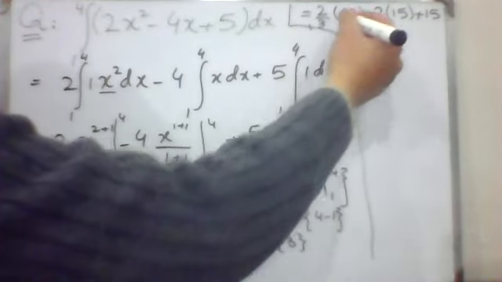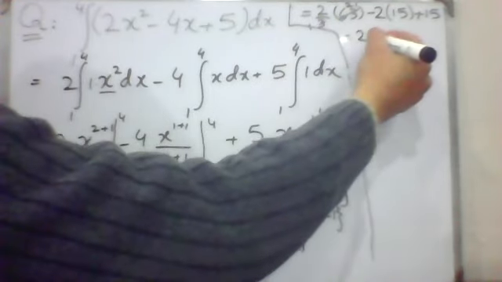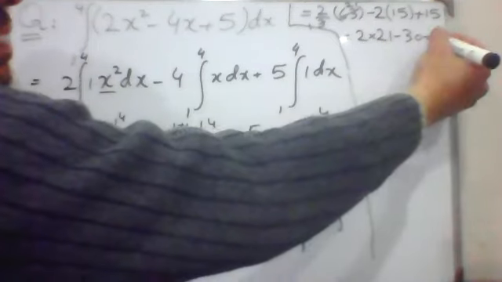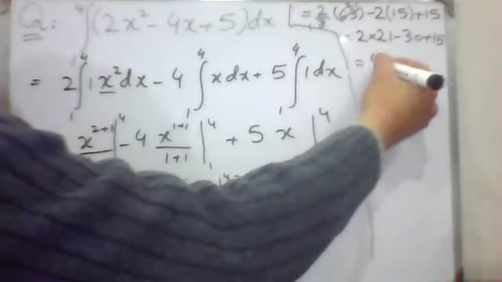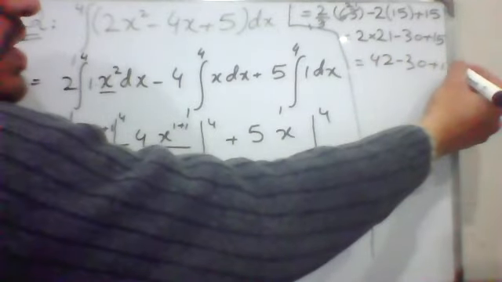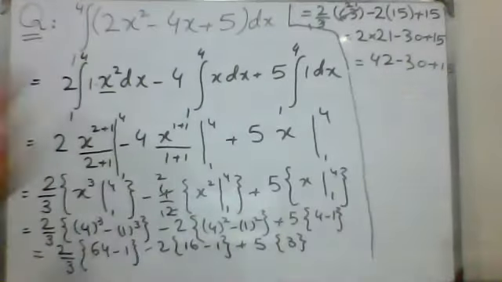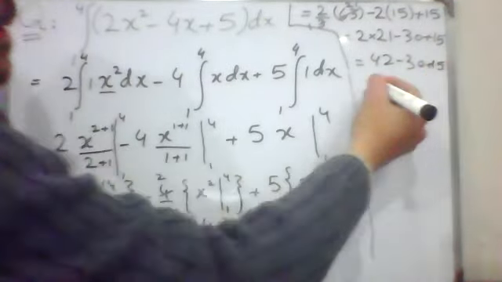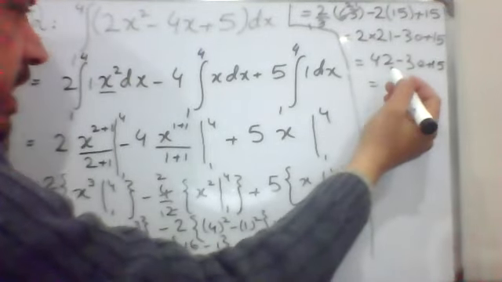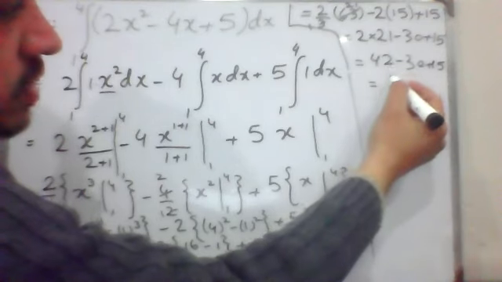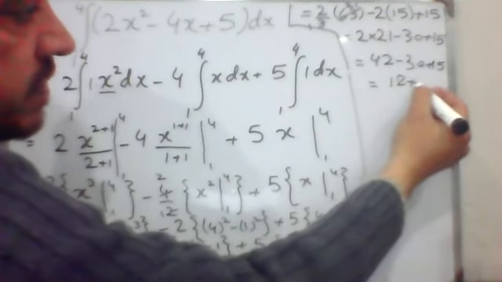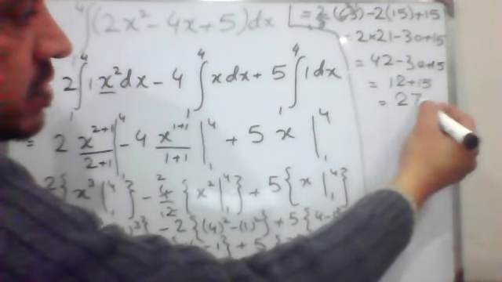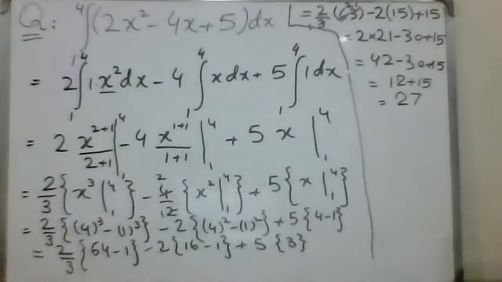So here 3 into 21 is 63, we get 2 multiplied by 21 minus 30 plus 15. You get the answer 42 minus 30 plus 15. So now calculating further, 42 minus 30 is 12, plus 15, it's 27. So our answer is 27 after calculating that problem. So that is the definite integral problem to solve.